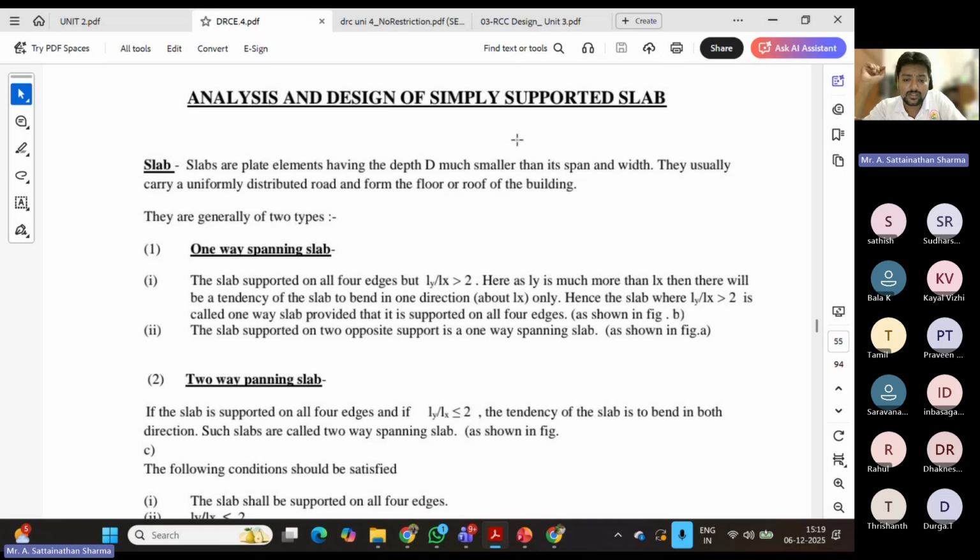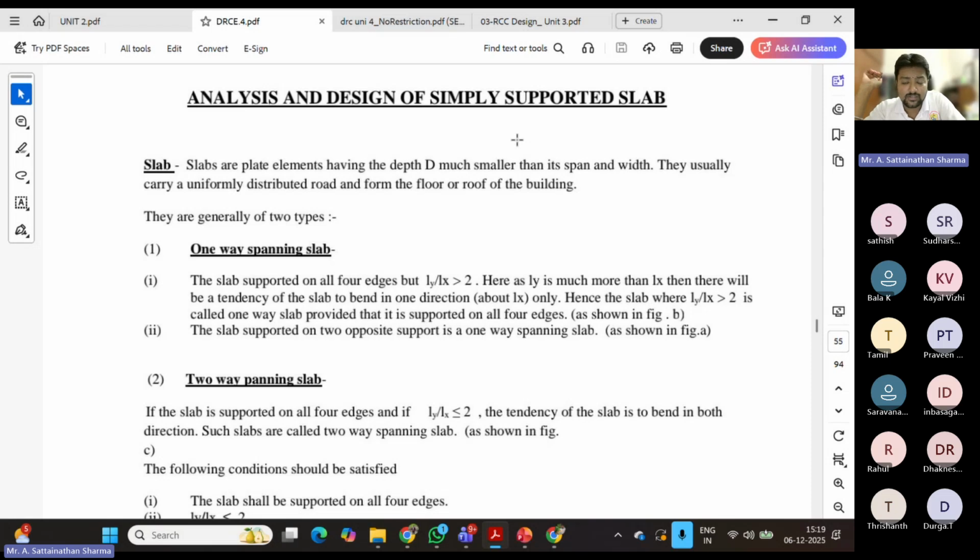Always please remember the ratio is Ly by Lx, not Lx by Ly. The y-axis is the dominant, so it has to be in the numerator. So Ly by Lx, if that ratio is greater than 2, then it is a one-way slab. If it is less than 2, then it is a two-way slab. If it is equal to 2 also, it is a two-way slab. This is a very basic classification of slab based on the span. When I say span, it represents the length of the slab in both directions, x and y. It's very clear. So this is one type of slab classification.